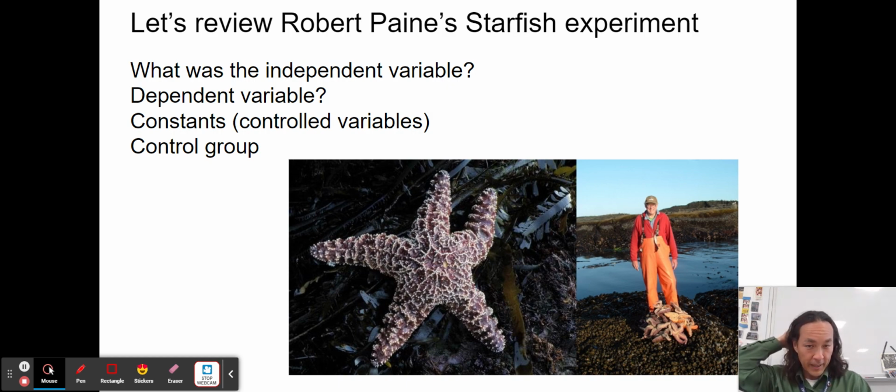Sometimes in experiments, we have constants, such as if we were testing the effect of different music on your heart rate, well, all the music would need to be played at a constant volume or the same volume to ensure fairness. So here, maybe a constant would be that he can't choose tidal pools that are radically different in size. Otherwise, they might have different interactions going on.